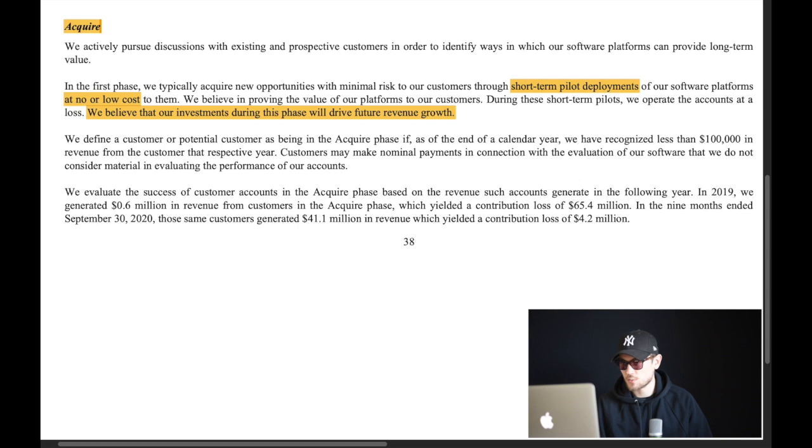In the first phase, we typically acquire new opportunities with minimal risk to our customers through short-term pilot deployments of our software platforms at no or low cost to them. Okay, this is very important, at no or low cost to actual clients. We believe in proving the value of our platforms to our customers. During these short-term pilots, we operate the accounts at a loss. We believe that our investments during this phase will drive future revenue growth.